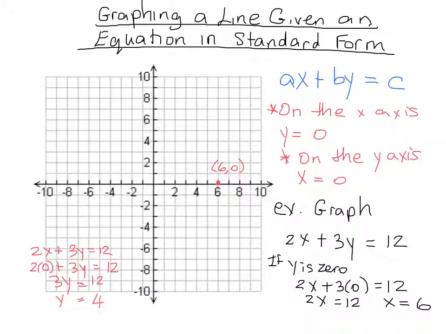So our y-intercept we figured out because when x is 0, y is 4, and so that's the other point on our line, (0, 4). So now, as I've said before, and as you know from previous years, as long as you have 2 points, we can make a line. So we have our 2 intercepts, and now all we need to do is connect the dots. And that's how we draw a line if you're given an equation in standard form.